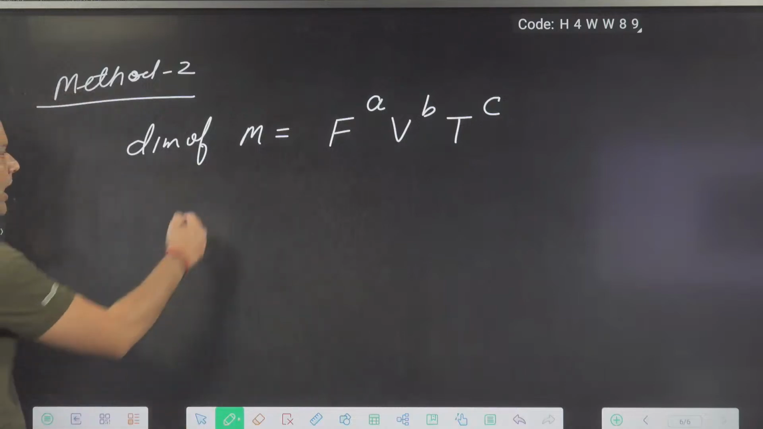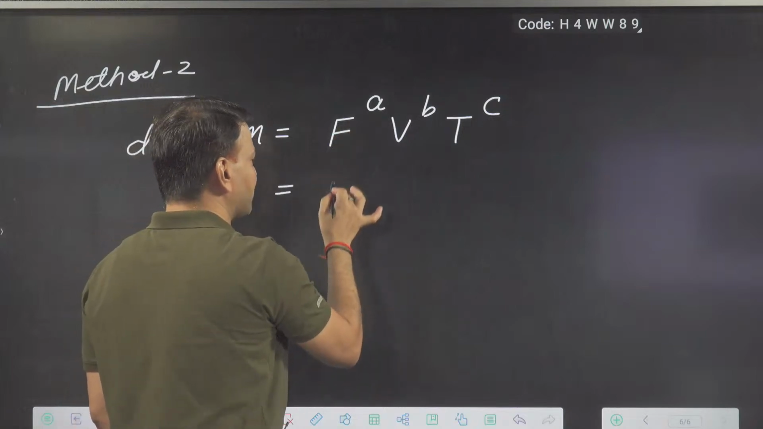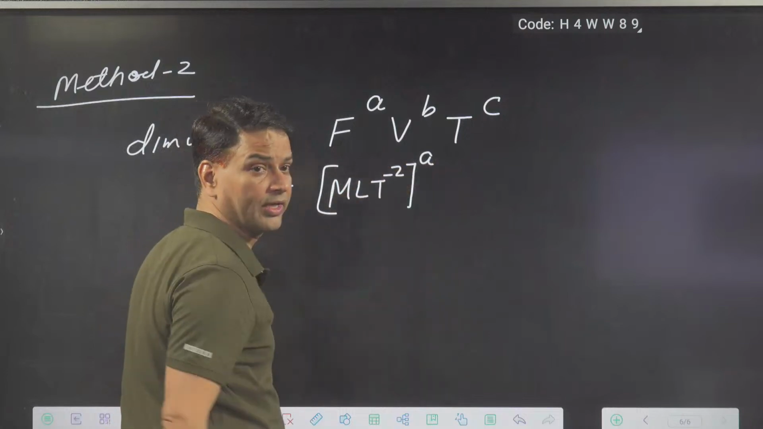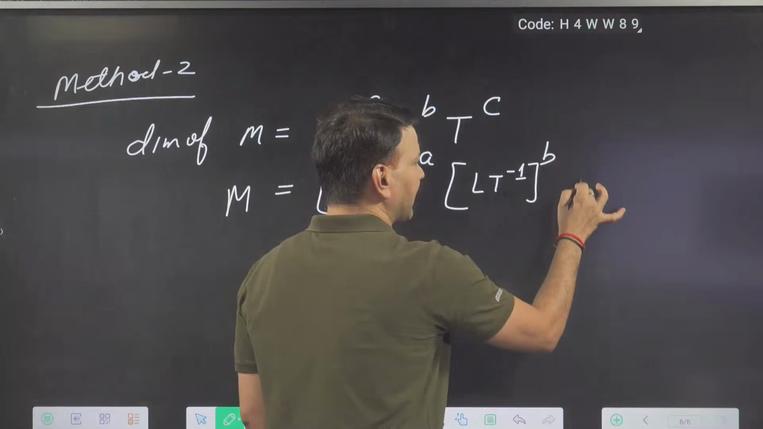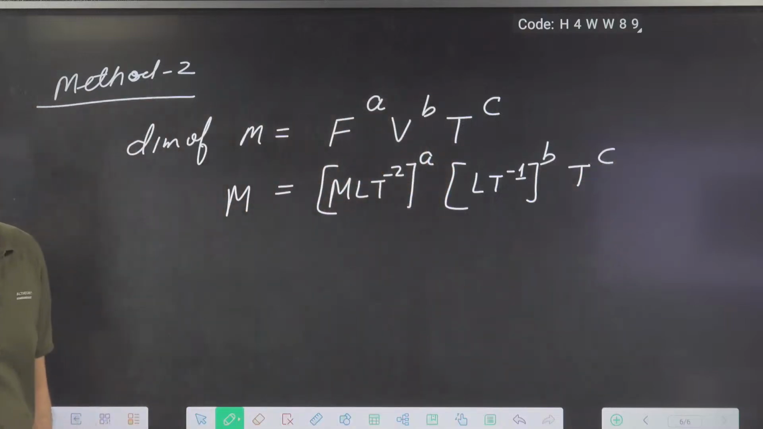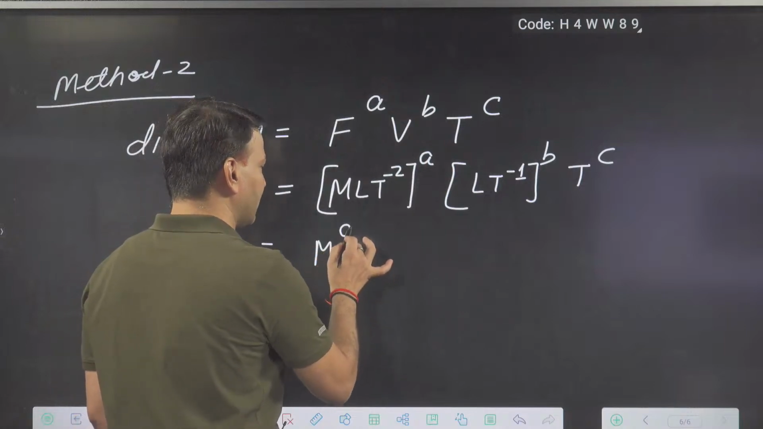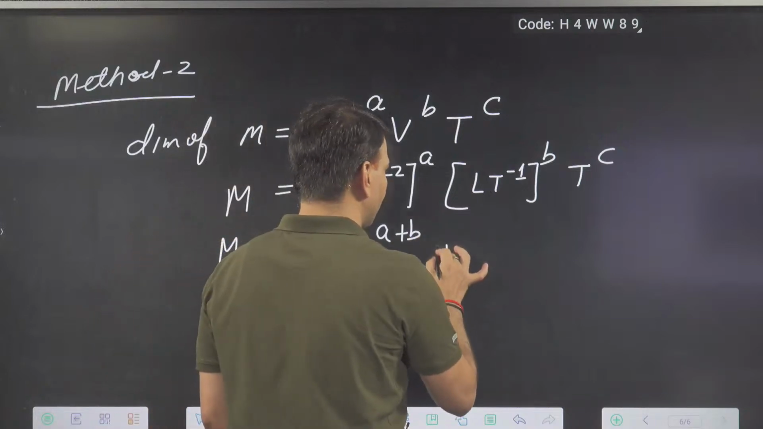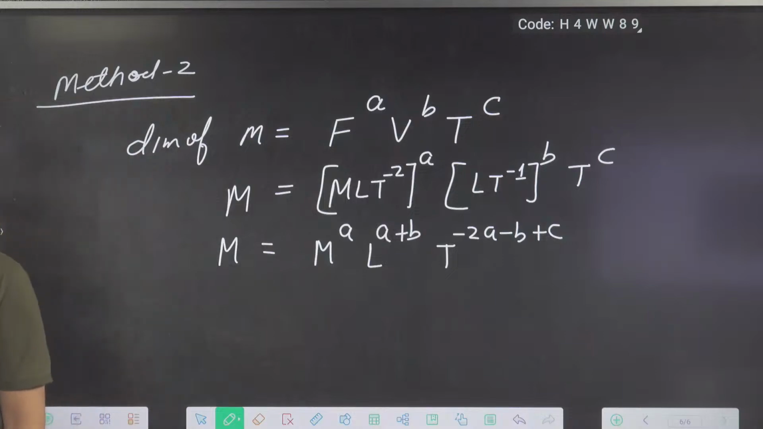Now I will write the dimensions. Dimension of M here. Force dimension is MLT to the minus 2, whole to the power A. What is the dimension of velocity? LT to the minus 1, whole to the power B, and time to the power C. Now total powers: M to the power A, L to the power A plus B, T to the power minus 2A minus B plus C. This is the expression left hand and right hand I got. Up to this everybody got it?